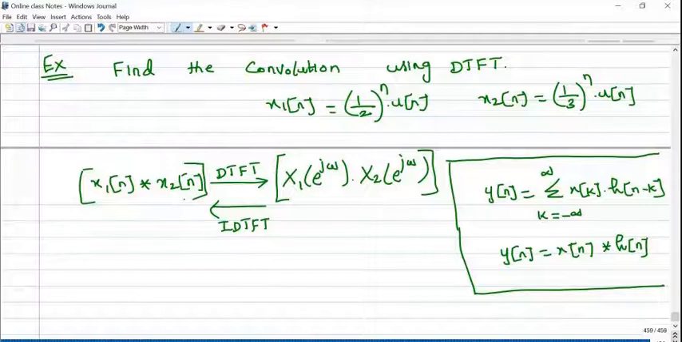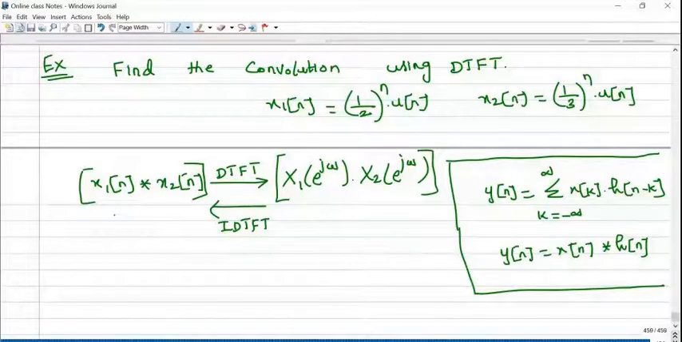So what we need to do now, you may have got some idea. First find x1 of e power j omega, find x2 of e power j omega, then multiply these two, x1 dot x2, and then take the inverse DTFT by the partial fraction method, and we will get the convolution result.